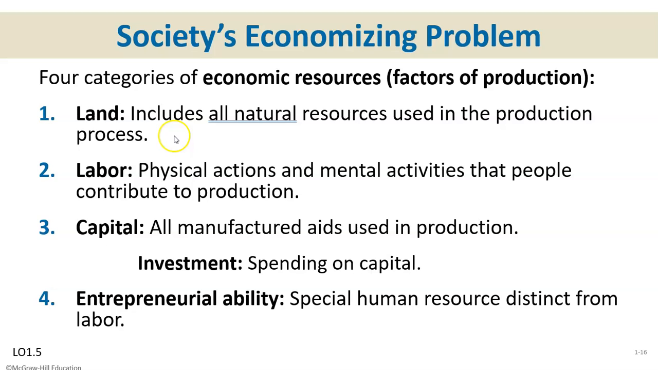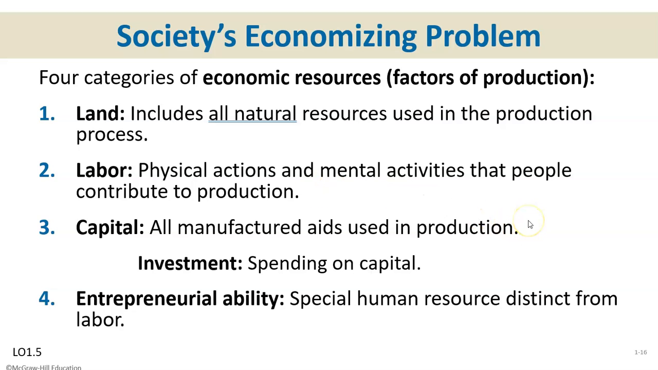The first one is land. And they actually mean a lot more than just land. So land can be any natural resources that society has, or sometimes we can import those natural resources. So we actually import a lot of oil, and then we can use that to produce goods and services. The next one is labor. This one's pretty easy. This is just all of the workers in the economy. So if you're hired on, you get a paycheck, you're considered labor.